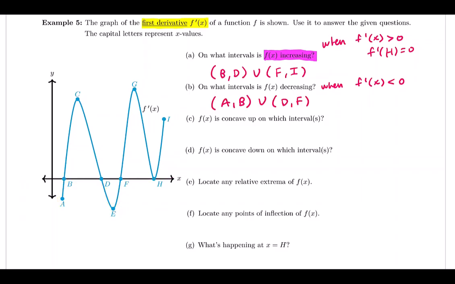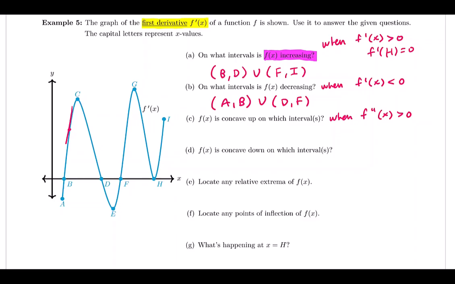Part C says f of x is concave up on which intervals? And remember, we have the concavity being concave up when f double prime of x is greater than 0. But we have the graph of f prime of x right now. So this is going to happen when the derivative of the graph we're looking at is positive. So if I take any point and I draw its tangent line, we know that it's concave up if the tangent line has a positive slope. So that's going to be happening everywhere between A and C.